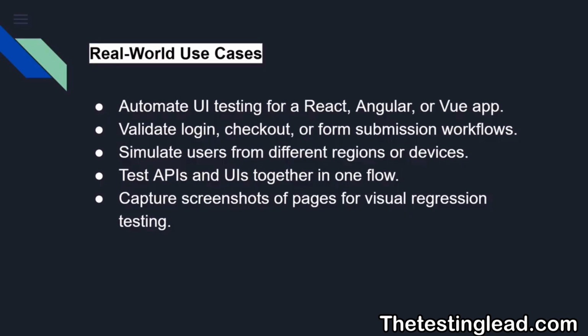Real-world use cases. With Playwright, you can automate UI testing for React, Angular, and Vue applications. You can validate flows such as logging in, checkout, and form submission. You can simulate users from different regions or devices. You can test APIs and UIs together in one flow. And finally, you can capture screenshots of pages for visual regression testing.